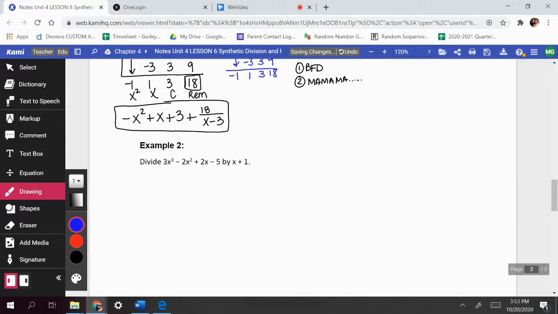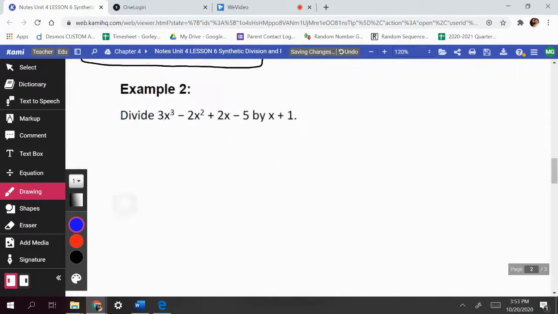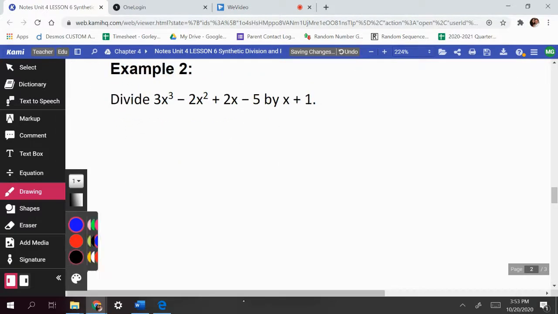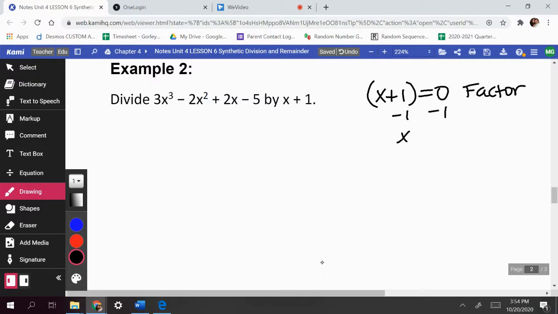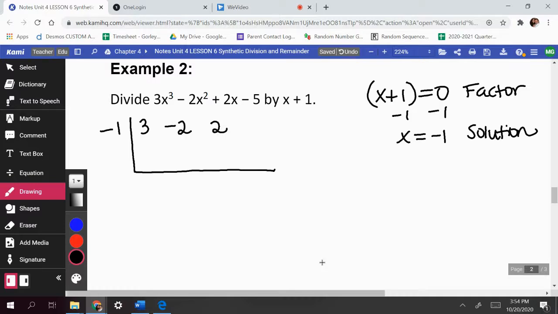All right, example 2, we're dividing by x plus 1. My first step is to take that x plus 1 and set it equal to 0. If x plus 1 is the factor, then what's the solution look like? I just solve for x, so I get that -1 is the solution. That's going to be what goes outside my bar here. I write the coefficients up top. We have 3x cubed minus 2x squared, 2x, and a -5. So I didn't need any placeholders.